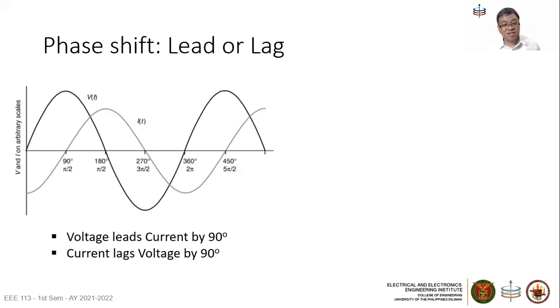The voltage hits zero crossing, positive slope here, at an angle 0, or at omega t equal to 0. On the other hand, the current hits zero crossing here at omega t equal to 90 degrees. In terms of time, the voltage is earlier, 0 at t equal to 0, than the current, which is 0 at 90 degrees later.